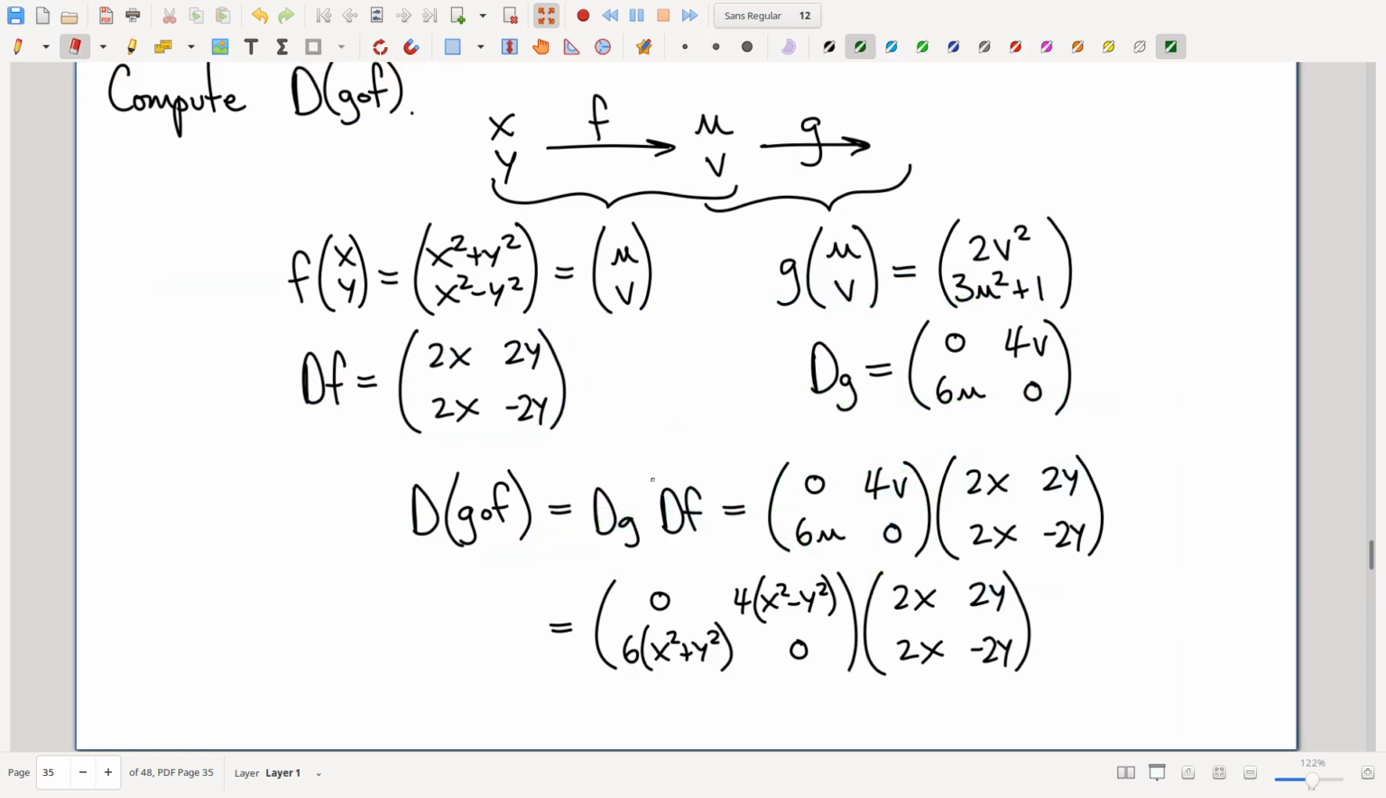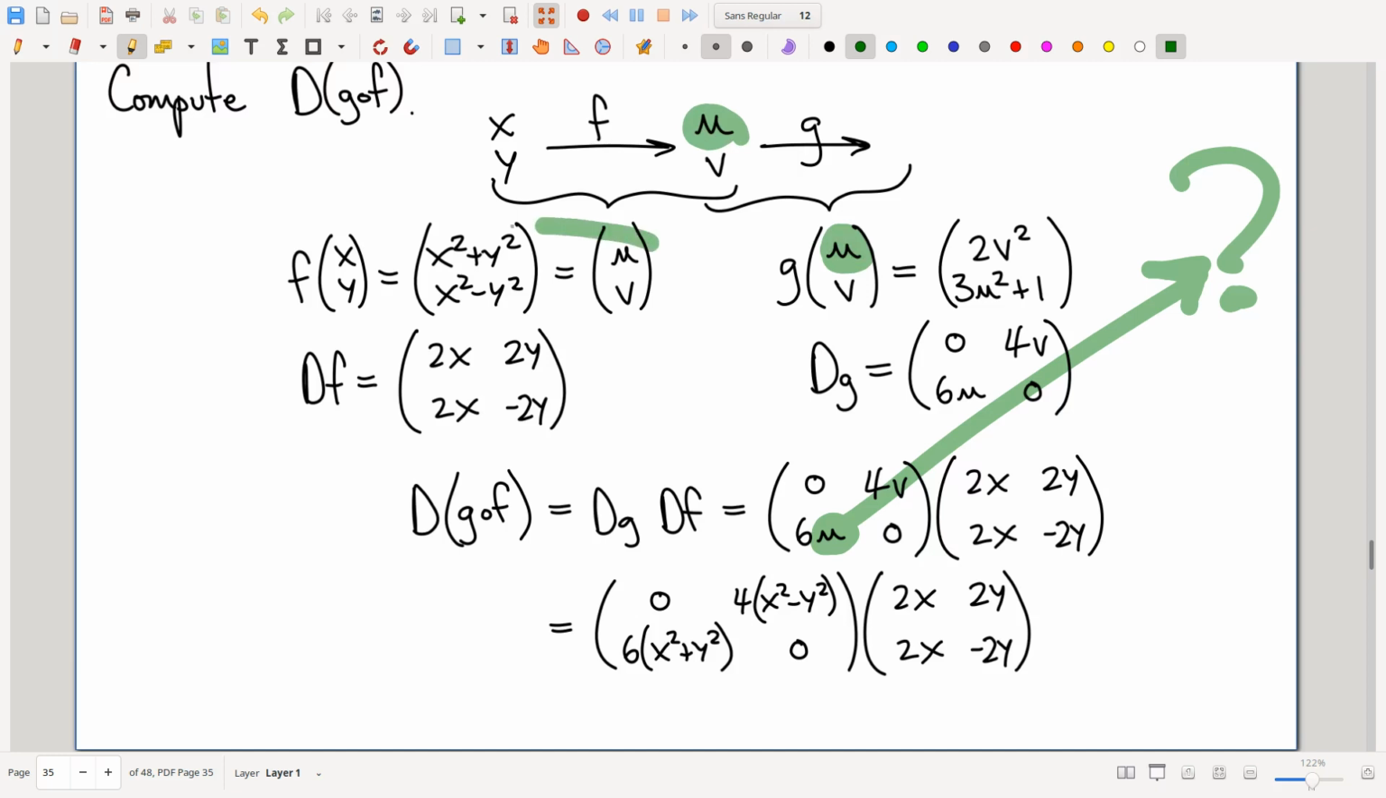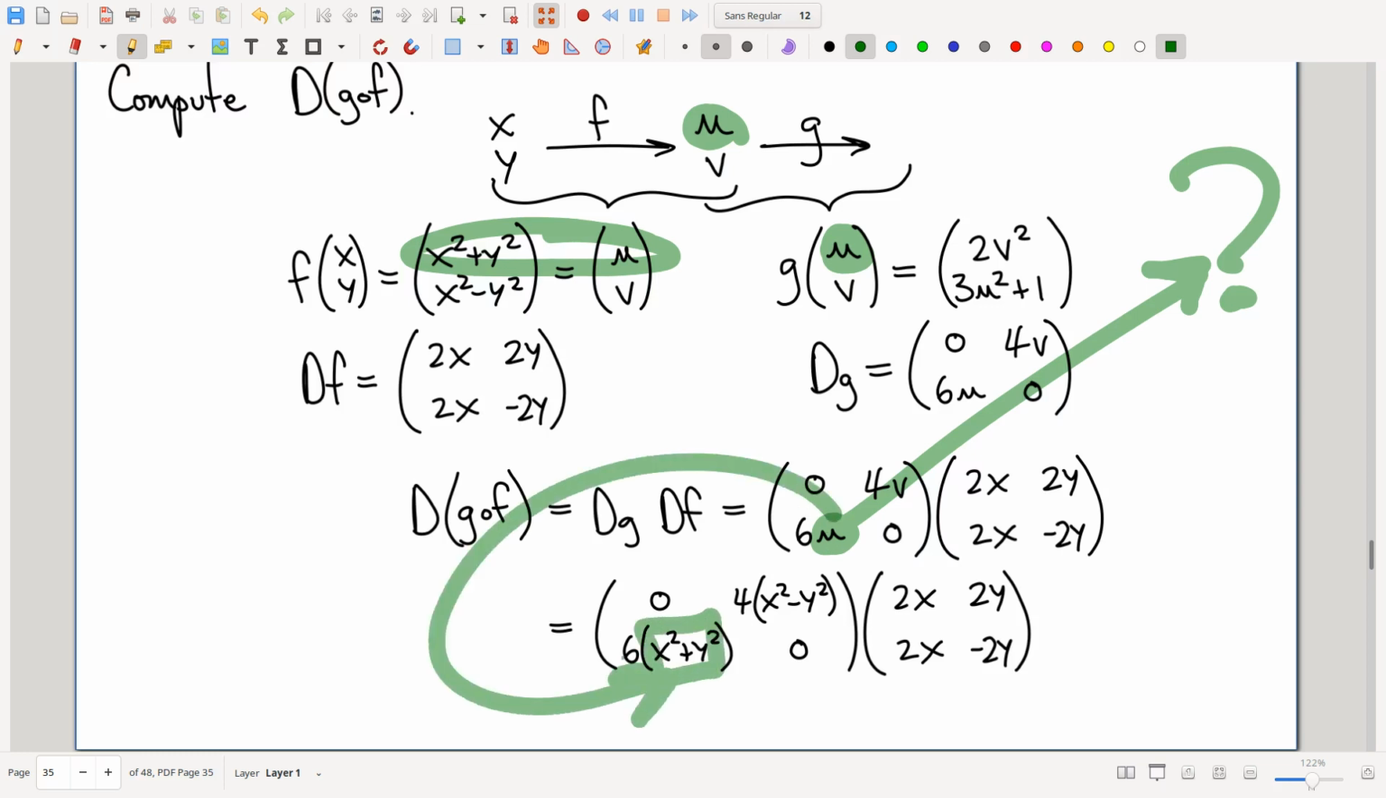Now, one last little quick reminder, and then we'll call it a day. Do keep in mind that, once you get down to this form and the question comes up, wait a minute, what is this u right here? Well, recall that u, being the first input for g, is also the first output from f, which means u is x squared plus y squared. And likewise for v, second input for g, second output from f, is x squared minus y squared.